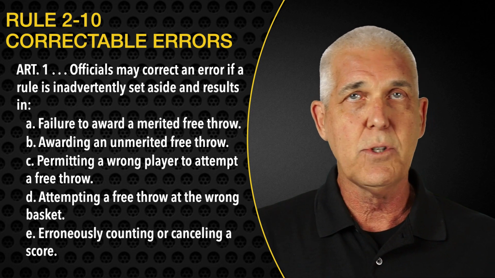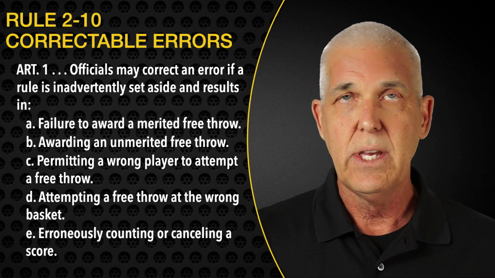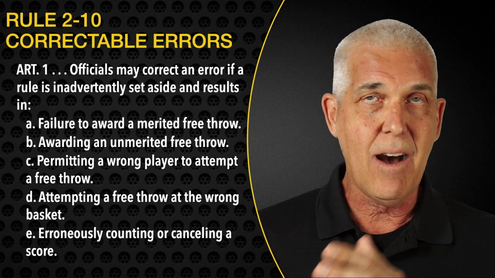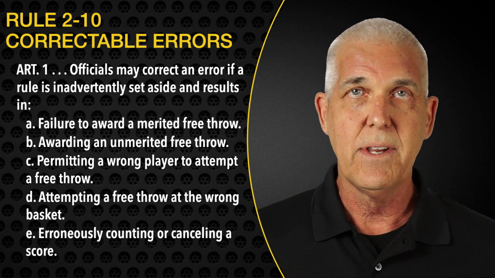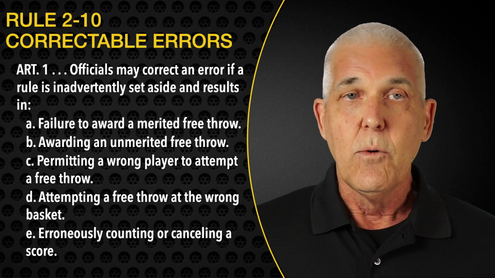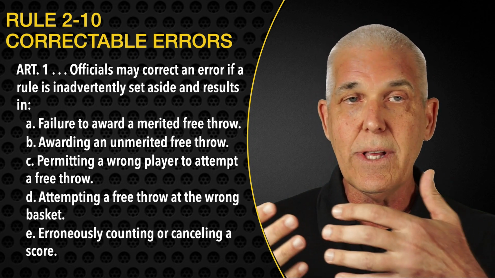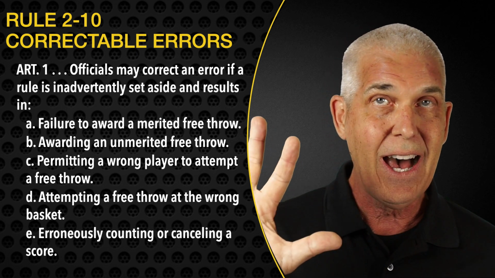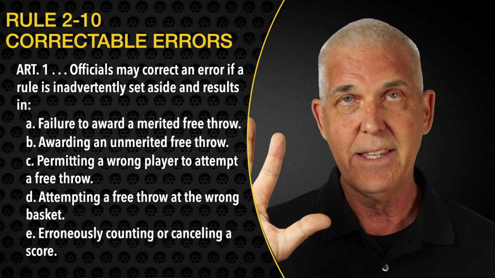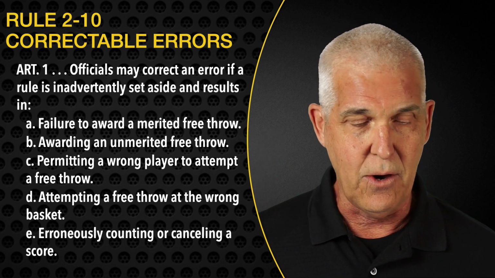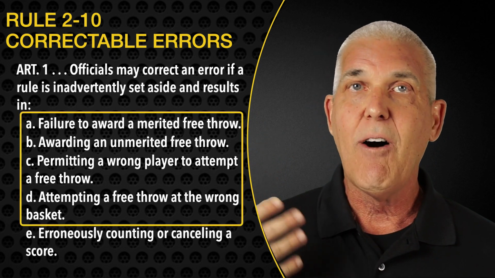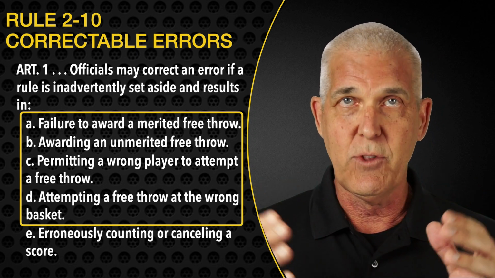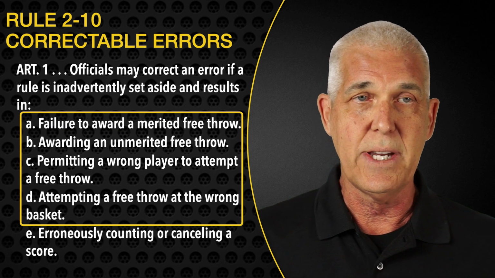Now, the correctable error rule is probably 350 words. There's legalese. Let's try to simplify the concepts involved in the correctable error rule. We're going to correct if a rule is inadvertently set aside and results in one of 5 different things. And these 5 things, obviously, we have to know. 4 involve free throws, right? This is the majority of the rule is dealing with free throw situations.